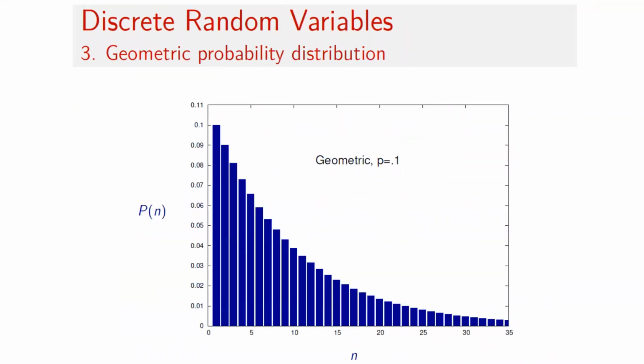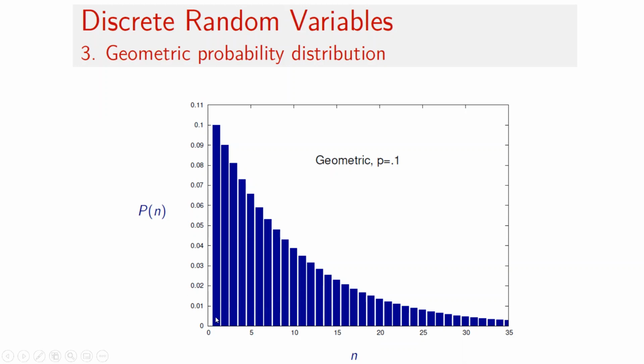And finally, here we have the graph of the geometric probability distribution for the problem of the coin. Here we are throwing a coin, and the probability of getting a head is equal to 0.1. The vertical bars represent the probability of getting the first head on the n-th step of flipping the coin.